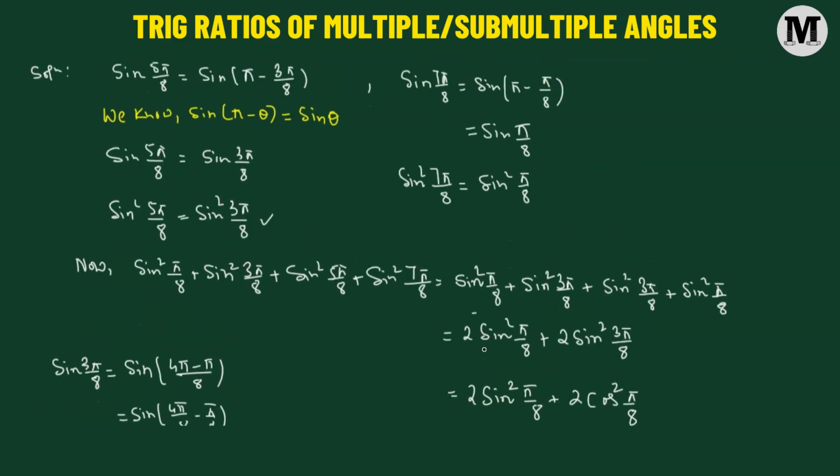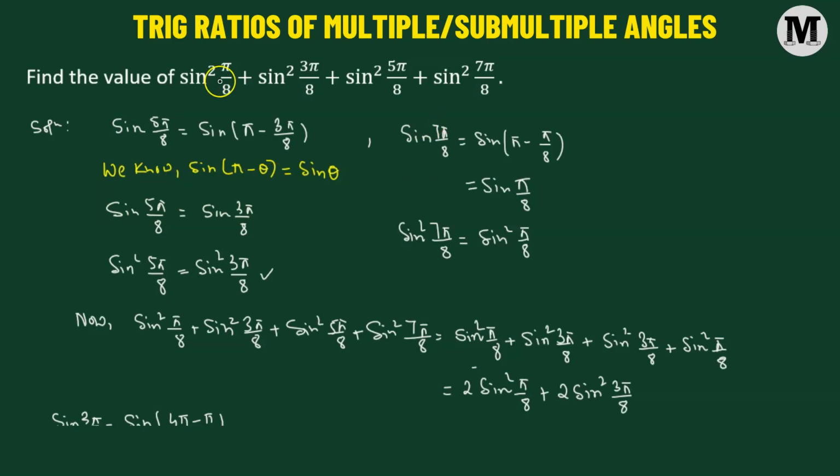Thus, the value of the given trigonometric expression, sine squared pi over 8 plus sine squared 3 pi over 8 plus sine squared 5 pi over 8 plus sine squared 7 pi over 8, comes out equal to 2.